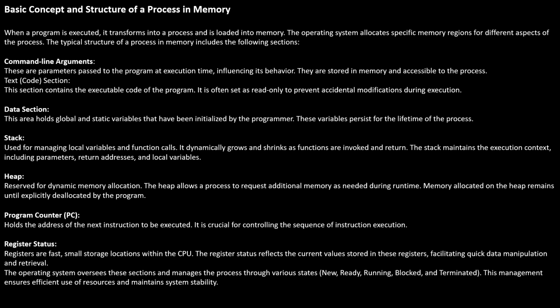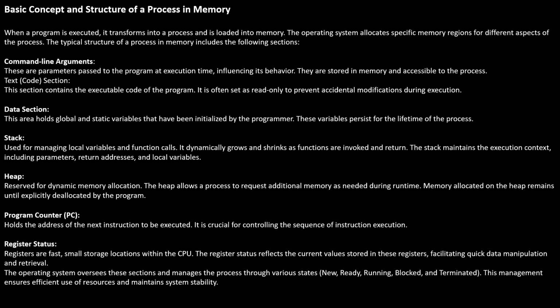Command line argument. These are the parameters passed to the program at execution time, influencing its behavior. They are stored in memory and accessible to the process. Text code section. This section contains the executable code for the program. It is often set as read only.